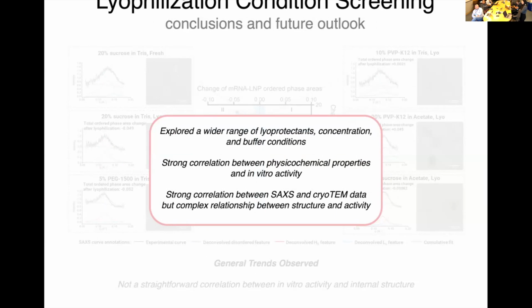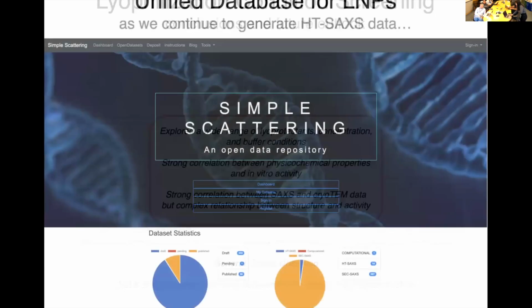So here we were able to explore a pretty wide range of conditions like lyoprotectants, concentrations, and buffer. And that really highlights the power of our platform, where we are able to look at all of those different factors and variables in a single set of experiments. And we were able to observe strong correlation between SAXS and cryo-TEM data. So that also was a positive result for us.